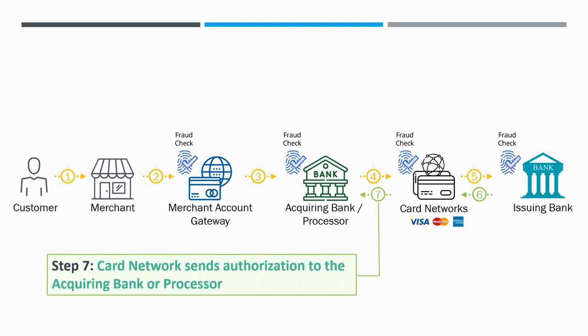After the issuing bank has authorized the payment, the card network sends the authorization to the acquiring bank or processor. The authorization confirms that the payment has been approved, and the acquiring bank can tell the merchant gateway to go ahead with the sale.